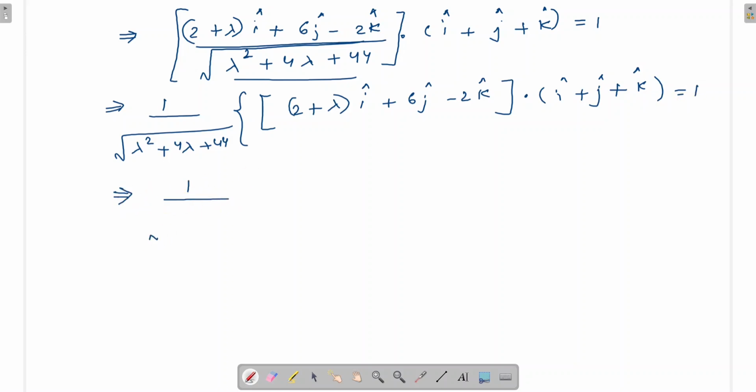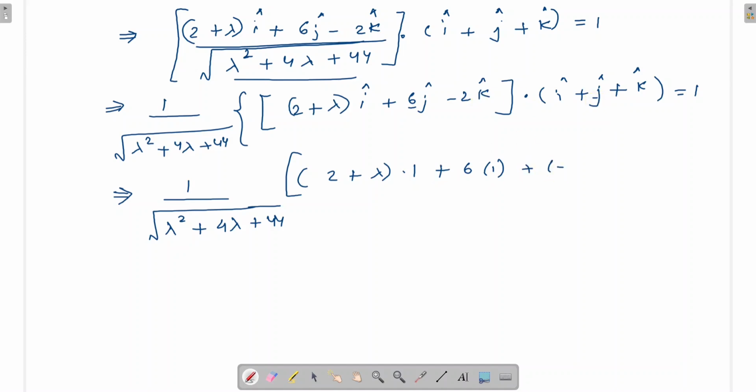So 1 by root of lambda square plus 4 lambda plus 44, right? So the dot product we have to take now. So 2 plus lambda times 1 we will get, 6 times 1, then minus 2 times 1. So that is 1. So that means 1 by root of lambda square plus 4 lambda plus 44.